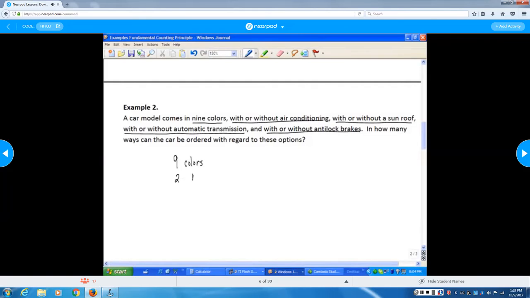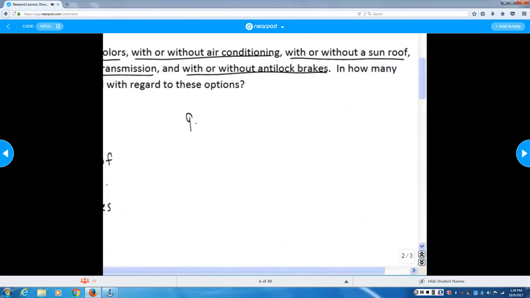All right, so as far as colors, we have 9 colors. We have 2 choices for AC, either with or without. We have 2 choices for sunroof, either with or without. We have 2 choices of transmission, either automatic or not. And we have 2 choices for the types of brakes, either anti-lock or non-anti-lock. In order to find the total number of ways that this car can be ordered as far as the options are concerned, we will multiply 9 times 2 times 2 times 2 times 2.